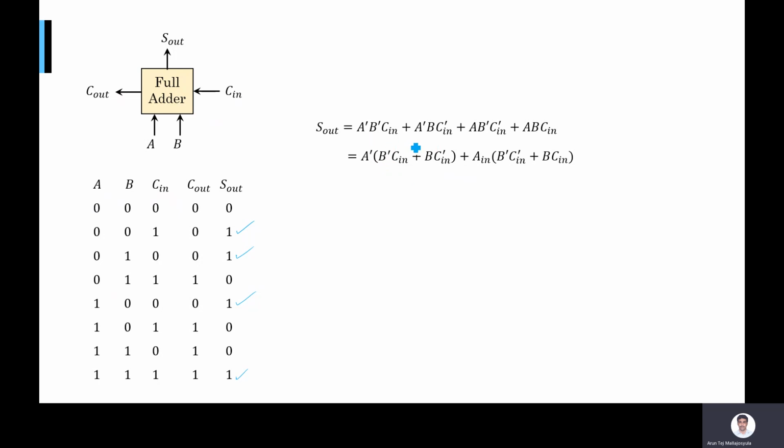Take A dash as common between these two, and A. Okay, so there is no A in here. Sorry. Take A common from these last 2 min terms. You can say this is an XOR gate. This is an XOR gate. So I have an implementation like this for S out, which is nothing but A dash. If you think of this whole thing as Y, and this is X, I have X dash XY plus X dash Y dash.